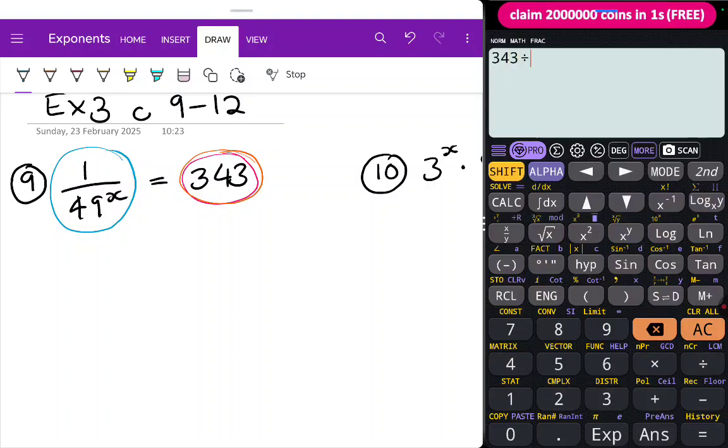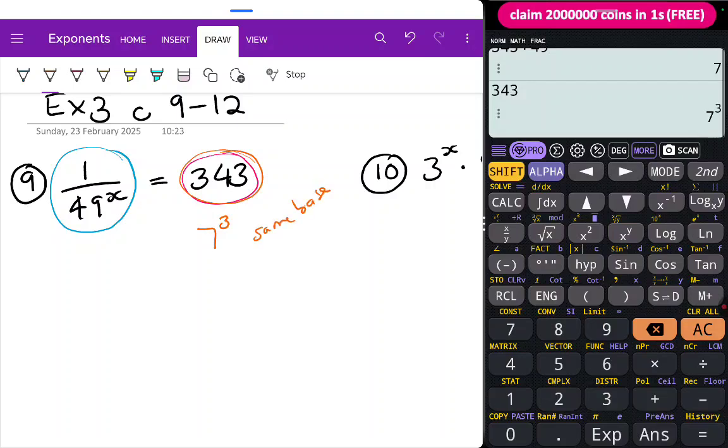343 divided by 49, that works. That gives me 7. So 7 times 49 equals, and 49 is 7 times 7, right? Or what I could do instead is say 343 equals 7 cubed. So on the right-hand side in orange, I have 7 cubed. So I've gone to the same base.